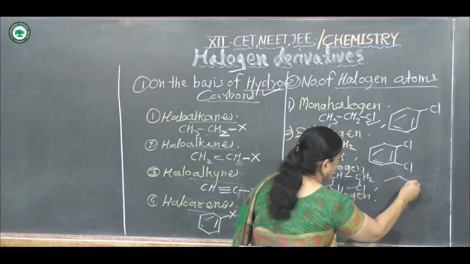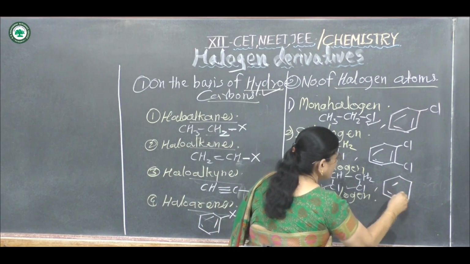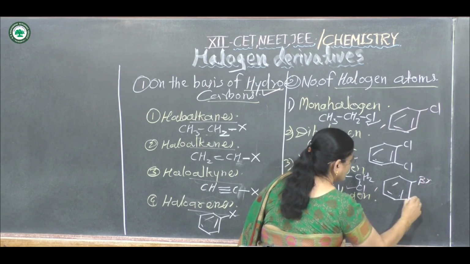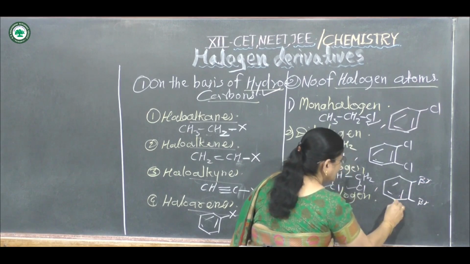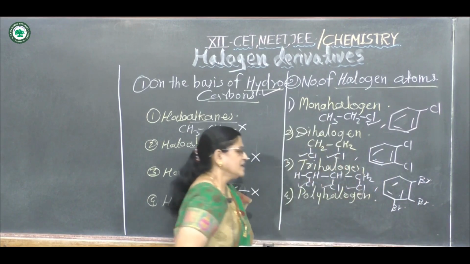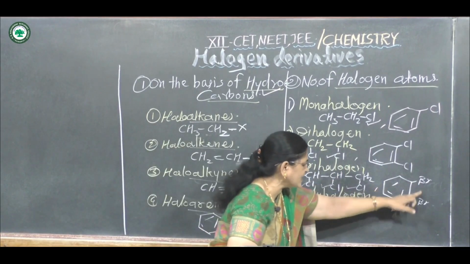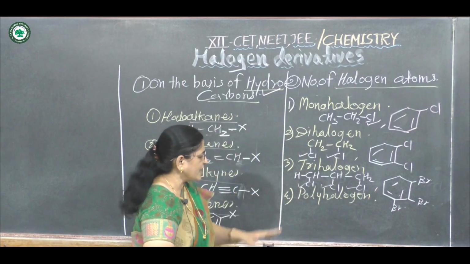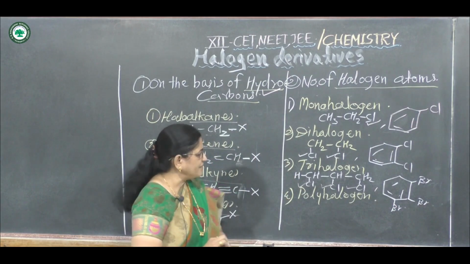Also in an aromatic compound, suppose here Br, here bromine, here also bromine. This compound contains three halogen atoms, hence it is called a trihalogen derivative.